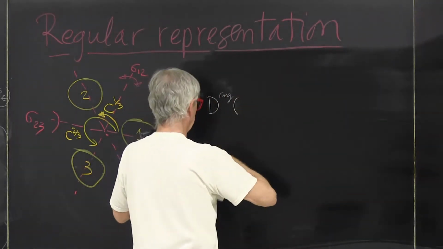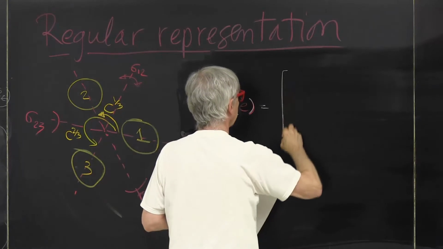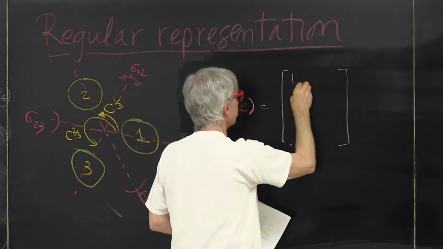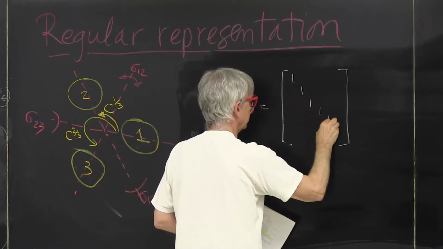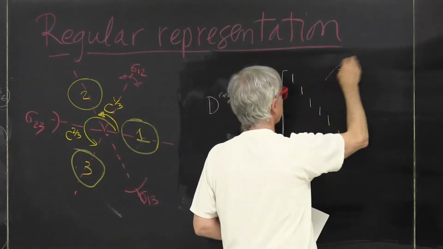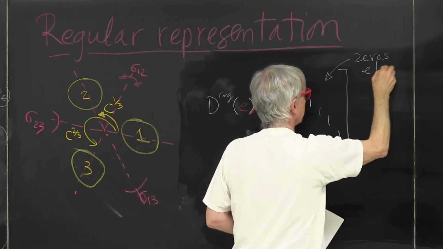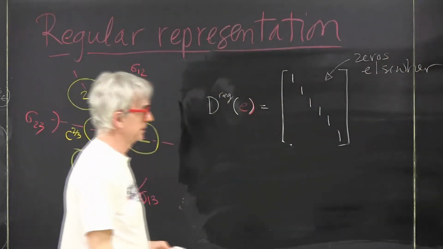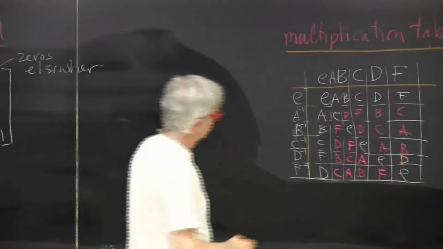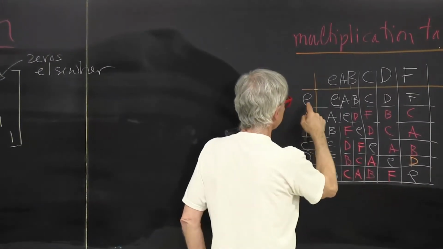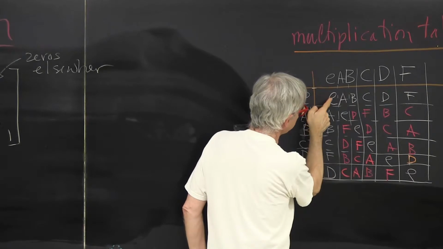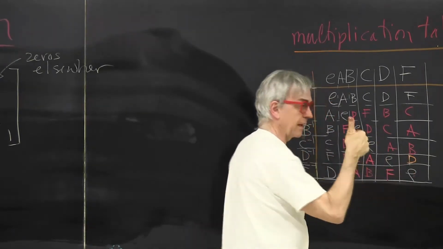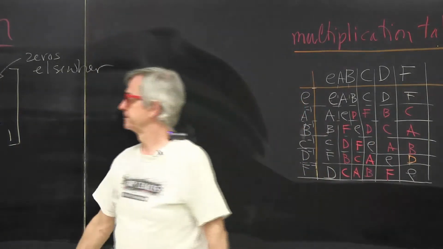of the group element identity as a 6 by 6 matrix, which has 1s on the diagonal, 0s elsewhere. So that's kind of obvious. But notice that it says every time I see E in the multiplication table, I have unity, otherwise I have 0.